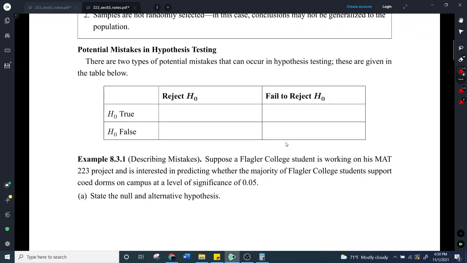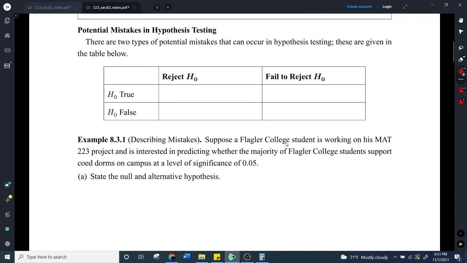There are two potential mistakes that could happen when you conclude a hypothesis test. So the first is what we call a type 1 error. A type 1 error is when we reject the null hypothesis when it is actually true. So this is bad, this is not what we want. If we reject the null hypothesis but it's actually true, that's called a type 1 error.